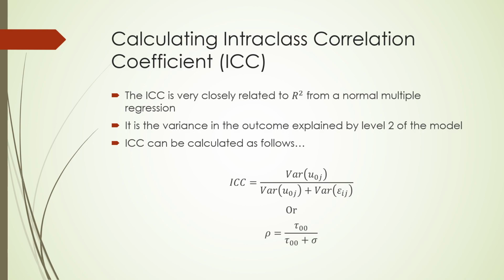Sometimes you'll see this listed as tau sub 0,0 divided by tau sub 0,0 plus sigma, and rho on the left-hand side. In this form, rho on the left-hand side simply represents the interclass correlation coefficient. Tau sub 0,0, as the placement suggests, simply represents the variance of U sub 0j, and sigma simply represents the variance of epsilon sub ij.